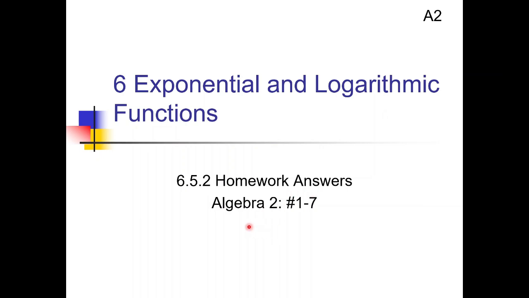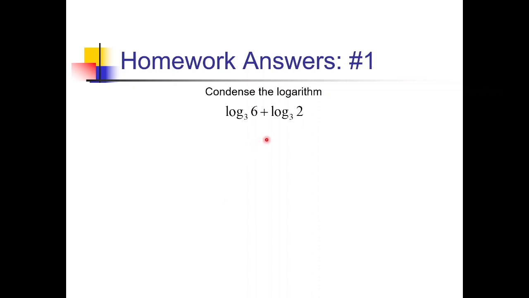In this one, we will work on condensing logarithms. For this first problem, we're trying to combine log base 3 of 6 and log base 3 of 2. Since we are adding these logarithms and it's the same base, we can merge it into one big logarithm by multiplying their inputs. So this will be log base 3 of 6 times 2, or log base 3 of 12. And just double checking, 12 is not a power of 3, so we can leave this the way it is.